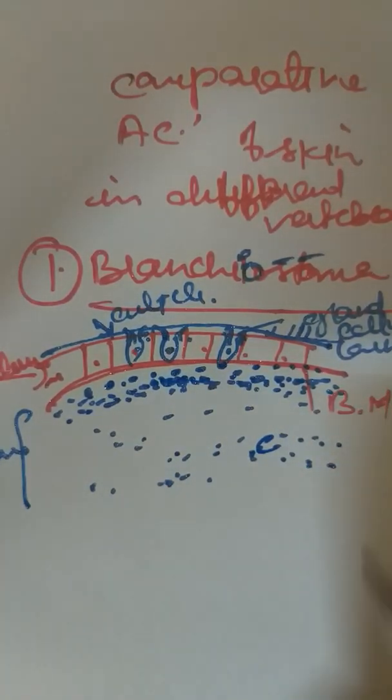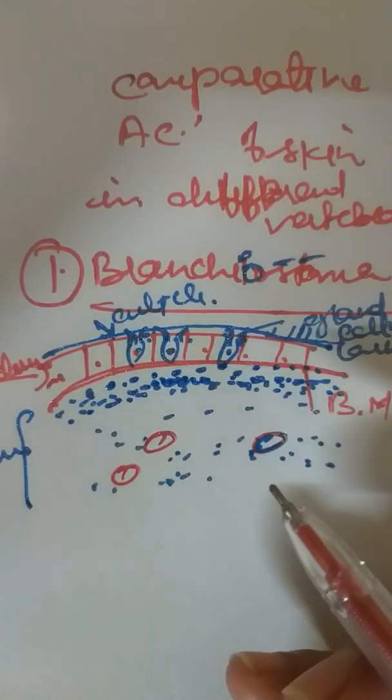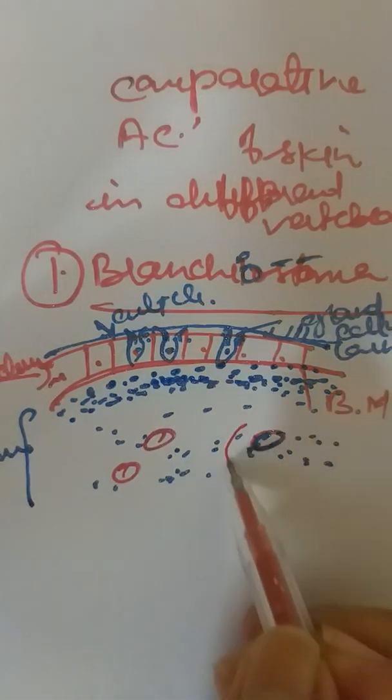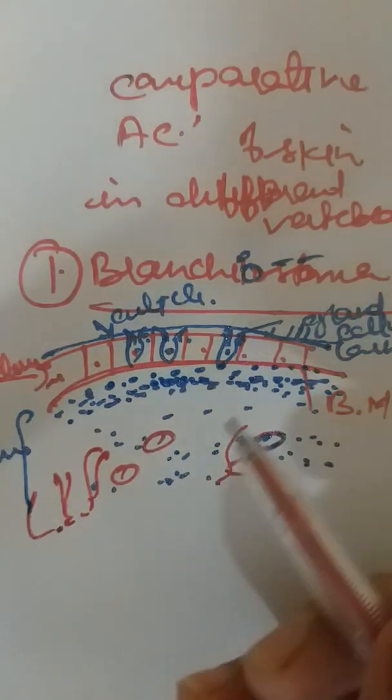Let's make it with a different color. These are the blood vessels. Then it has certain fibers like this. These are the fibers. So this is the simplest kind of skin.